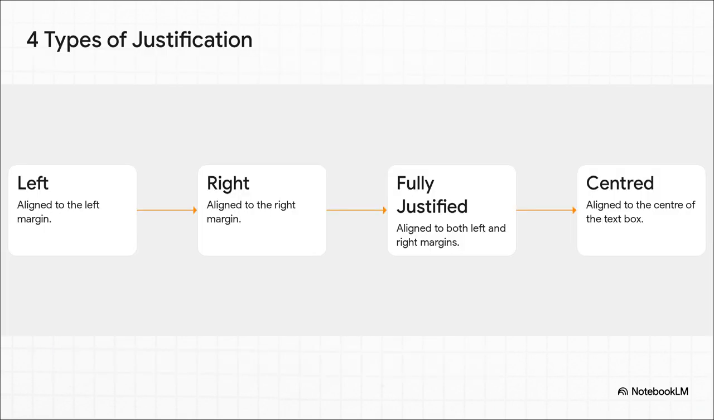Finally, let's talk about justification. All this really means is how your text lines up inside its box. But the choice you make has a huge impact on the final feel. Left aligned is the most common because it's the easiest for our brains to read. Right aligned can feel a bit more formal or artistic. Fully justified gives you those clean, sharp edges on both sides, like you see in a newspaper. And centered, well, that's your classic choice for things like titles or wedding invitations.